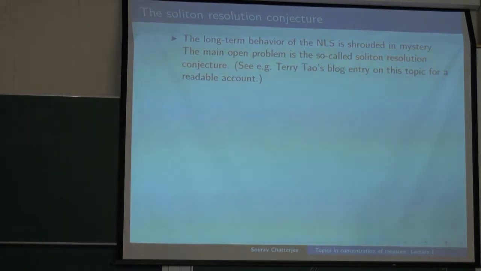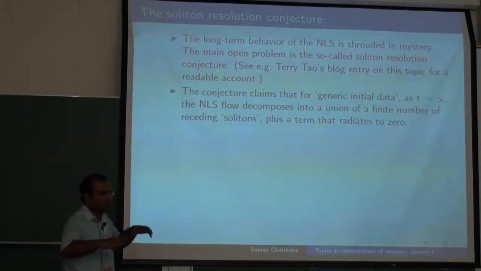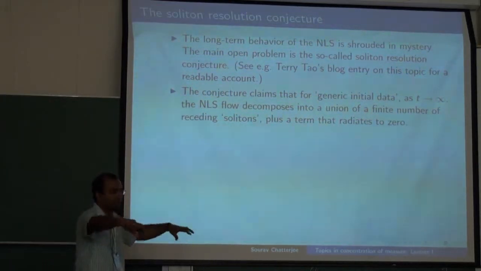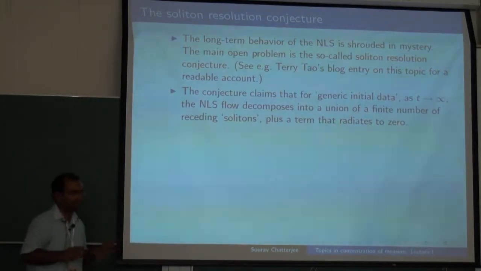So what this says is that for generic initial data, not for all initial data. The initial data is the function at time 0. For generic initial data, as time goes to infinity, this nonlinear Schrodinger flow decomposes into a finite number of solitons that go away to infinity from each other, maybe just one. So I'll tell you what that means.